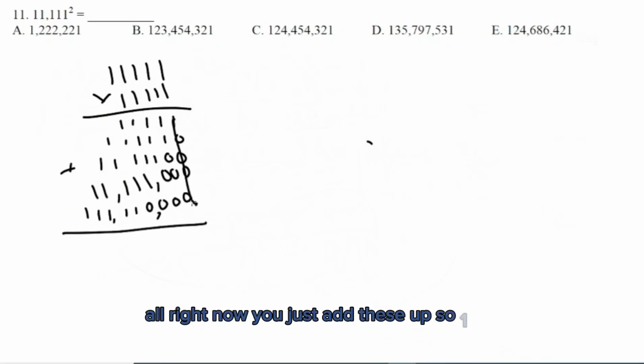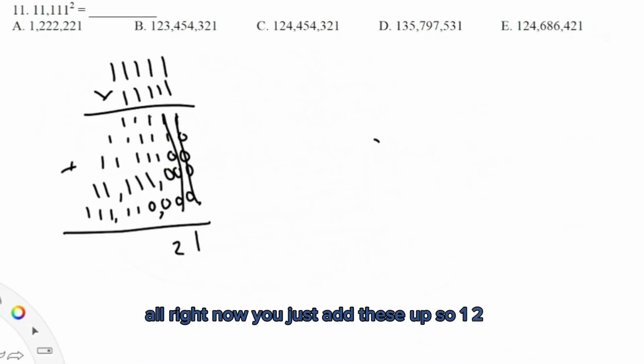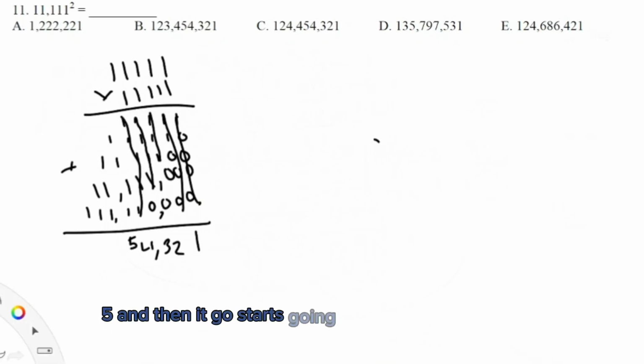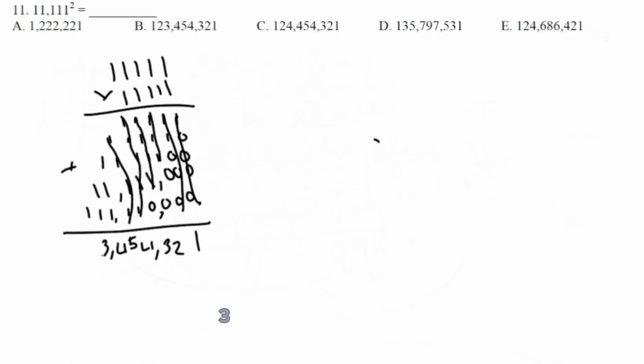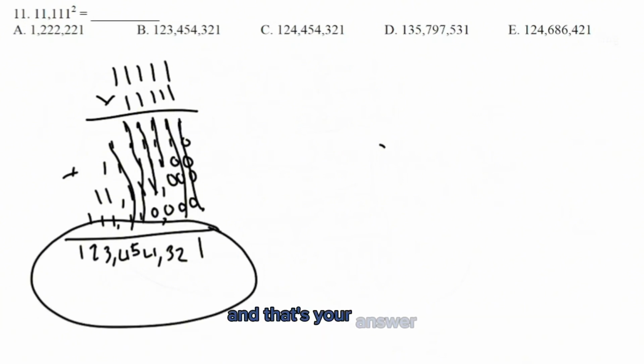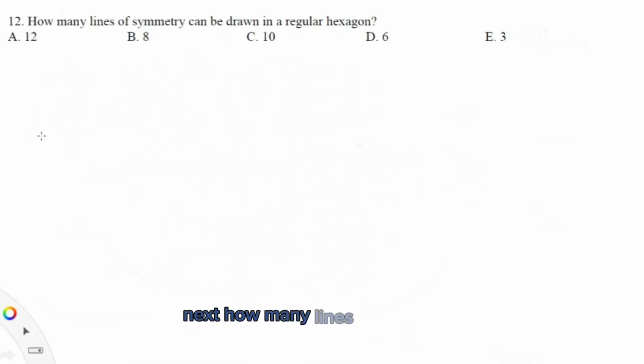So 1, 2, 3, 4, 5, and then it starts going down again. So then 4, 3, 2, 1. So we finally get 1, 2, 3, 4, 5, 4, 3, 2, 1. And that's your answer. Next, how many lines of symmetry can be drawn in a regular hexagon?